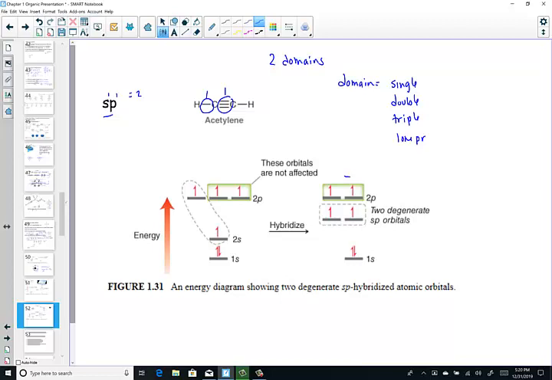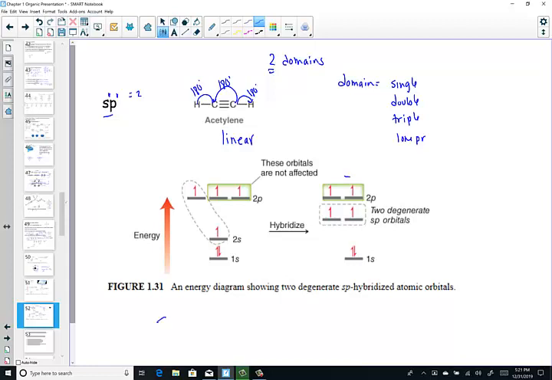So a total of 2 domains simply means that we have an s1, p1, 1 plus 1 gives us 2 for 2 domains. This means that the molecular geometry for this molecule is linear, with a bond angle of exactly 180 degrees, just like a straight line. This also is a 180 degree bond angle. So it's a very linear, oops, I put the 0.8, 180 degree bond angle.